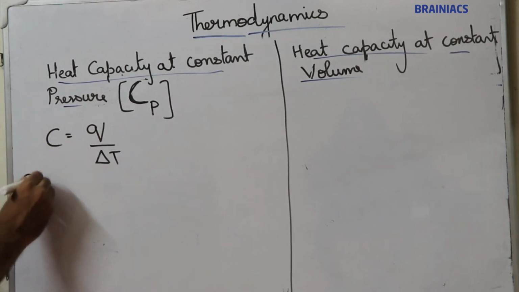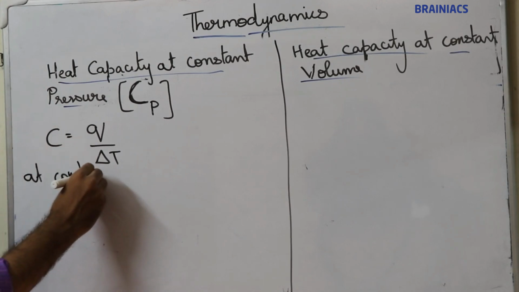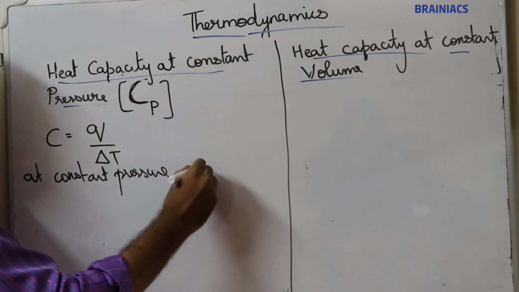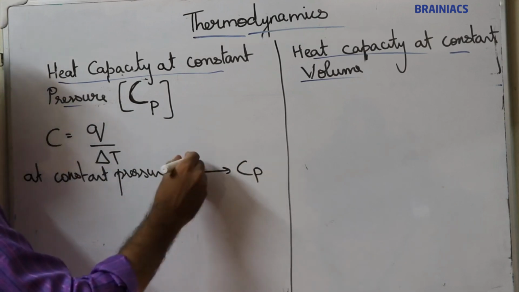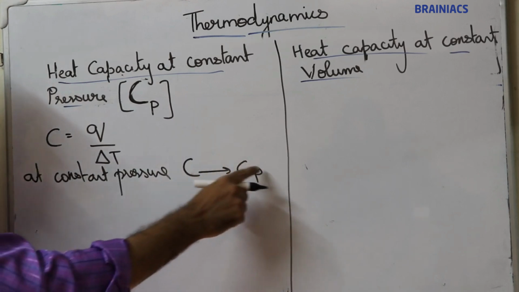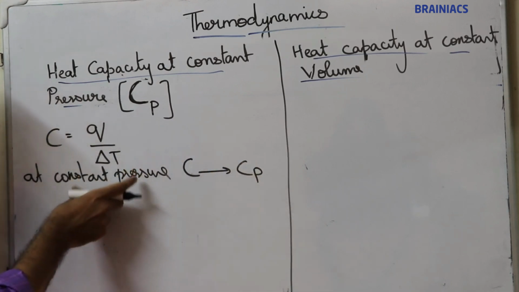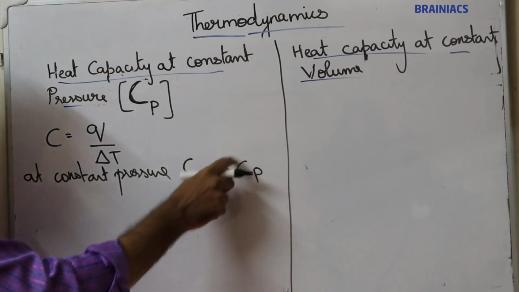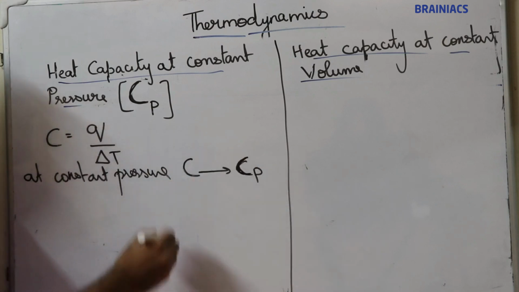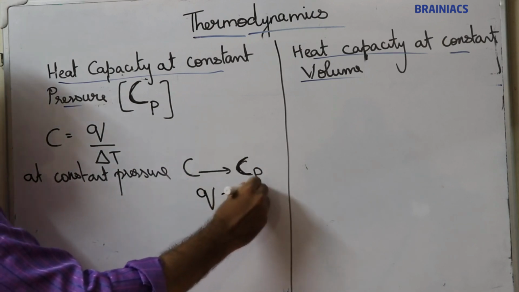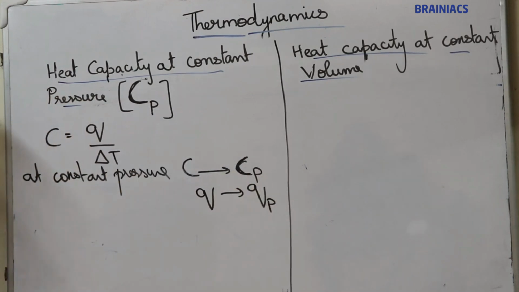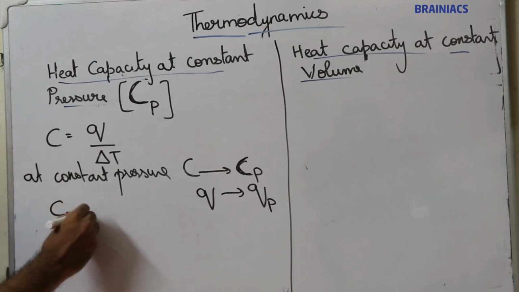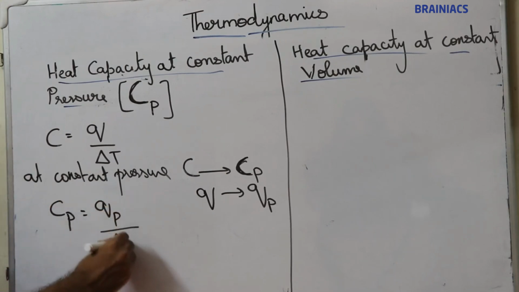Now at constant pressure, C will become Cp. At constant pressure, heat capacity will change to Cp, heat capacity at constant pressure. Since pressure is constant, C will change to Cp. Now Q will change to Qp. So C will change to Cp and Q will change to Qp at constant pressure. So you can write like this: Cp is equal to Qp by delta T.